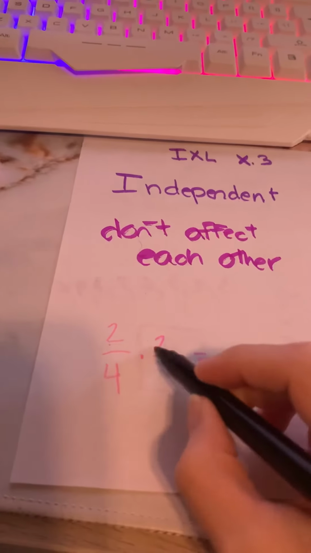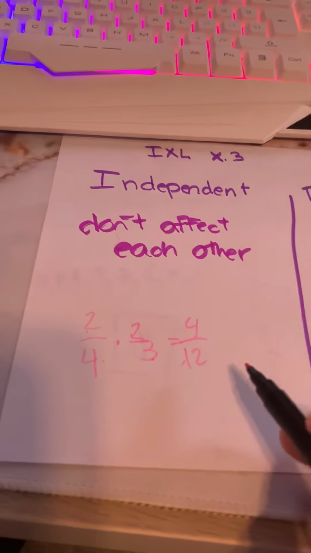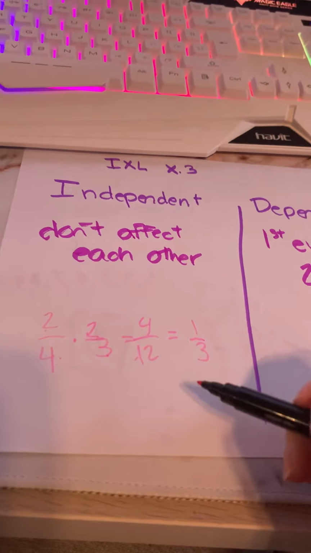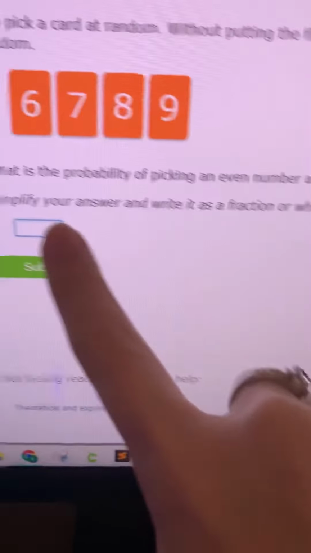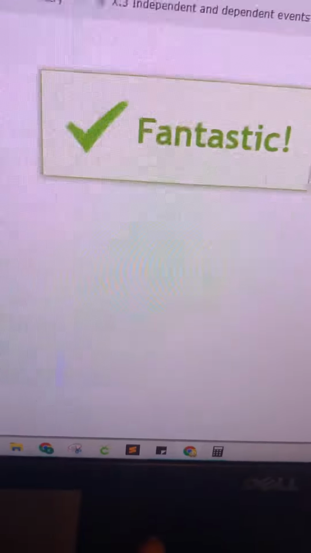So I'm going to do that. Then I'm going to multiply. Go across. 2 times 2 is 4. 4 times 3 is 12. 4 out of 12 reduces to 1 over 3. It says, write your answer as a fraction. So I'm going to put 1 out of 3. There we go.